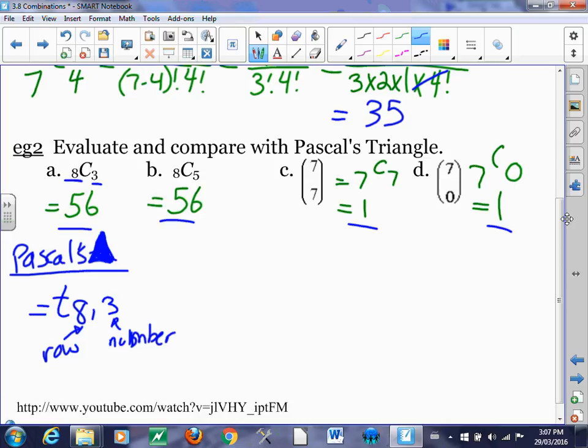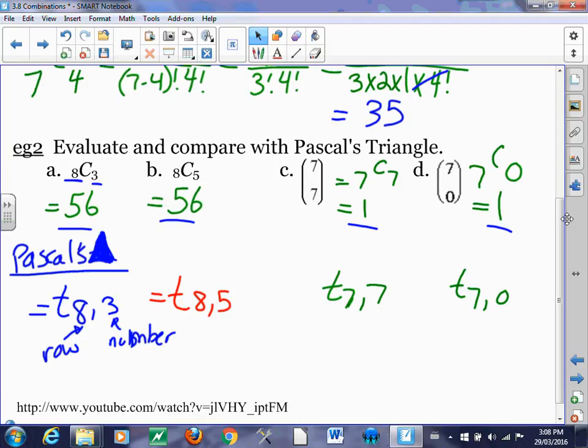Okay, here's another one. Taking a look at this. Where else do we see 56? We see it at T8, 5. So row 8 and number 5, because we're selecting 5 of them. Okay, cool, the next one you should know. You're looking at Pascal's triangle, that's T. Hopefully you got the 7th row and the 7th number. Okay, and the last one, T, 7th row and the 0th number. Like you start with 0, right? So it's the first, even though we call it number 0. Okay, should be there. Cool.